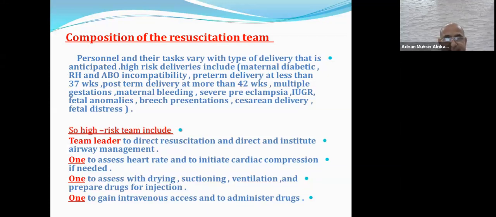So the team leader deals with the most important part of resuscitation, and that is airway management. And the others deal with the other tasks. So each of these assistants knows what he does. Each of these members knows what his job is.